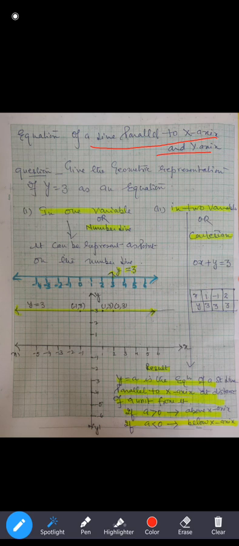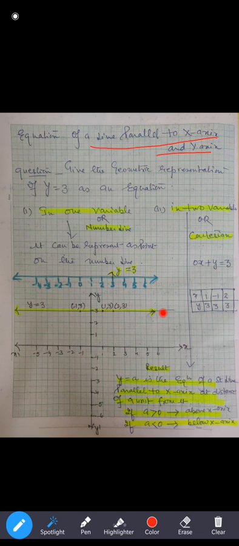So here, take the values of x. If x is equal to 1, then the value of y is equal to 3. If x is equal to minus 1, then also the value of y is equal to 3. If you take x is equal to 2, then also the value of y is equal to 3. Now plot these 3 points on a graph: minus 1 and 3, 1 and 3, 2 and 3. Now join these points, you will get a straight line.